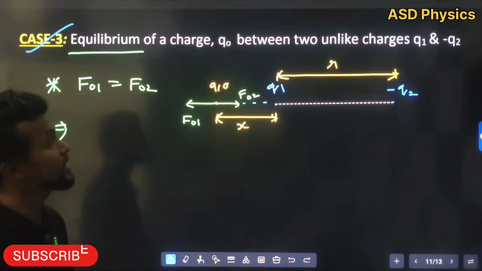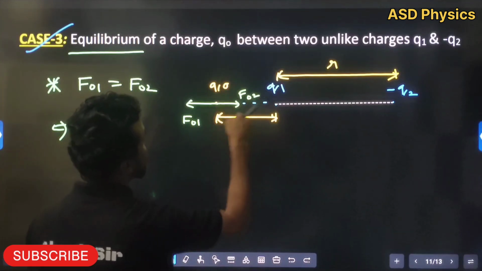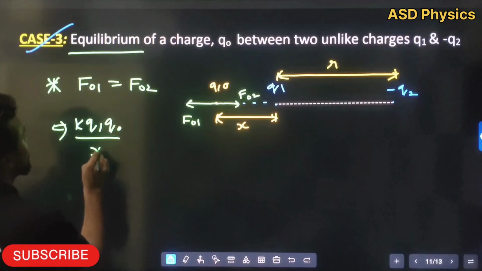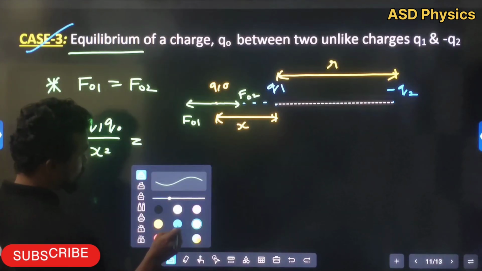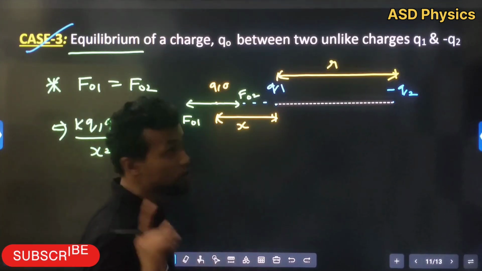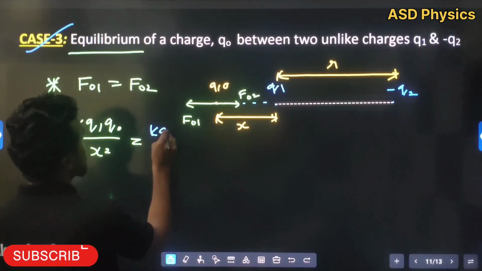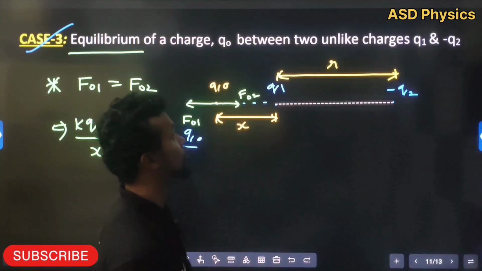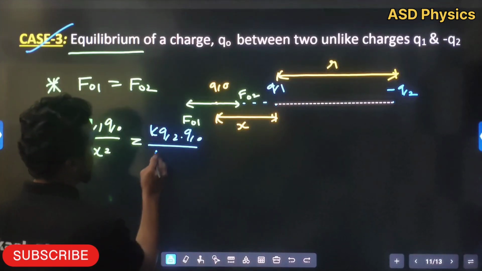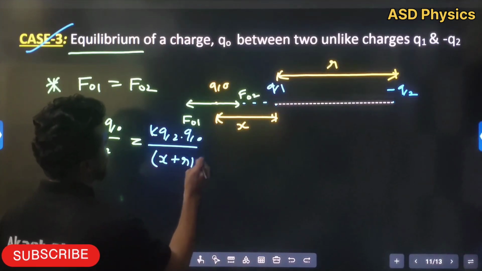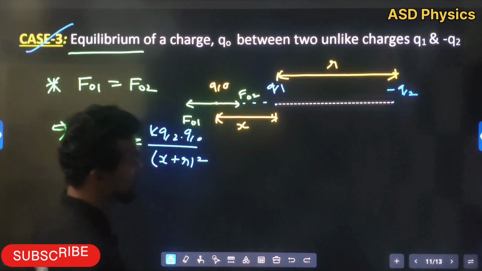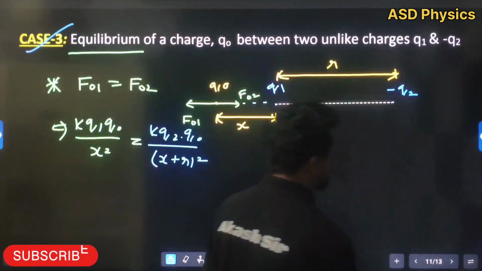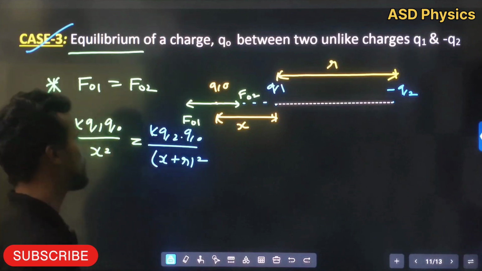And what is the value of F01? Q1, Q0 and this distance x. That means K Q1 Q0 by x square is equal to, what do you write here? Force between Q2 and Q0, that means K Q2 Q0. The distance between Q2 and Q0 is x plus R, so (x plus R) whole square. In the previous situation I took D, and in this situation I have taken R. Anything can be given according to the question.